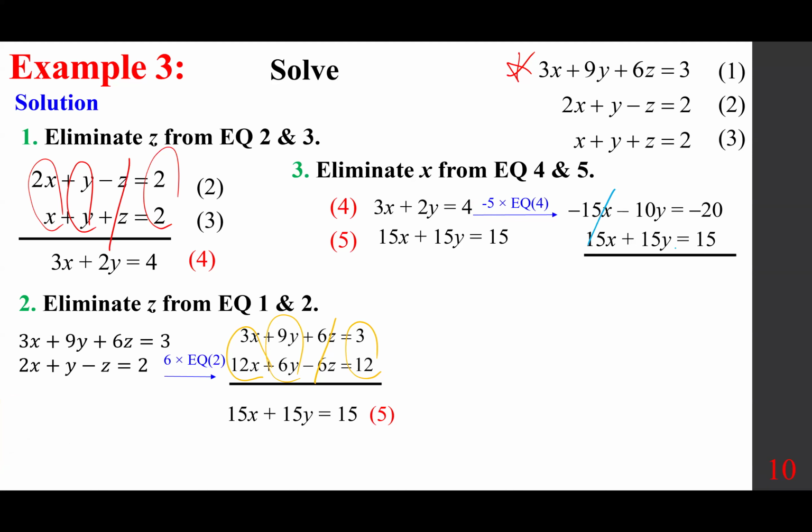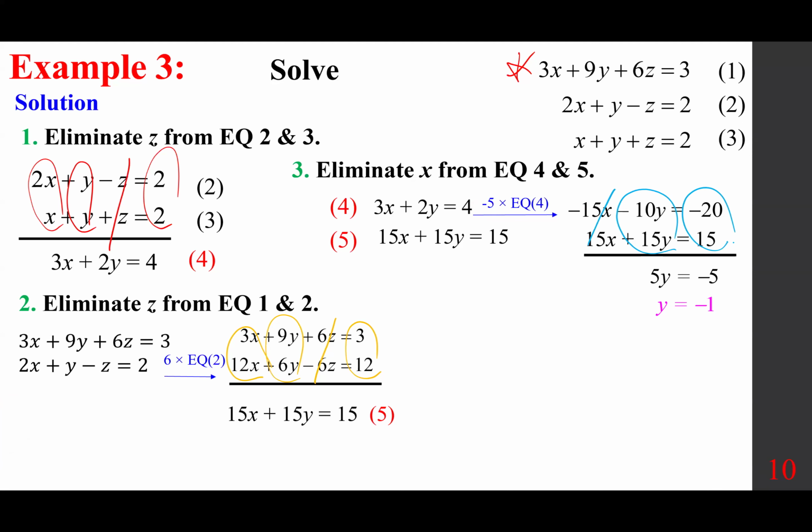These two cancel each other. This is 5y. This is negative 5. Divide by 5, y becomes negative 1. So we got one of the variables. So this is step 3.